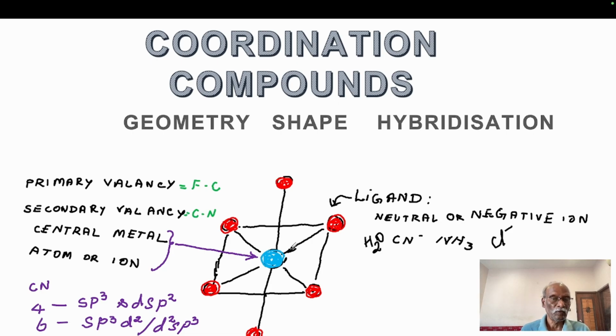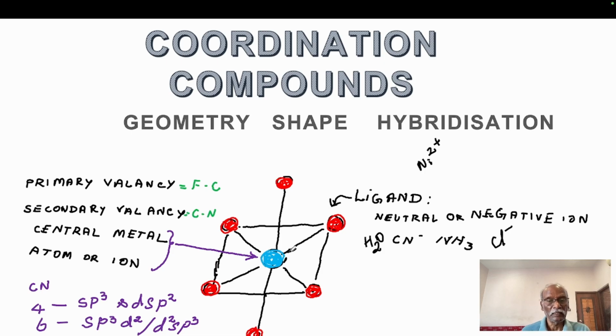Is that okay? Now, the central metal atom or ion has primary valency as well as secondary valency. Primary valency is nothing but the formal charge it carries. Say for example, nickel 2 plus. This 2 plus is called primary valency or formal charge. And the same nickel has one more valency called secondary valency, and it is 2, 4, 6 like that.